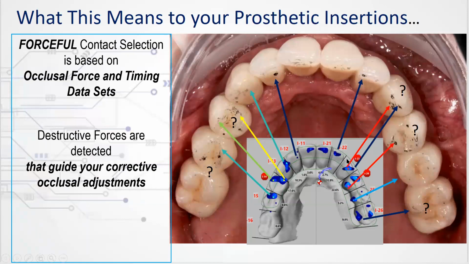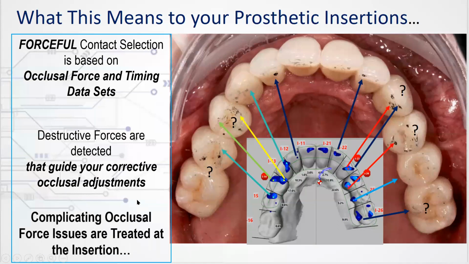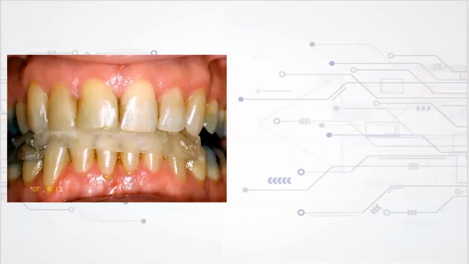So by using T-scan data, the destructive forces are detected at the delivery, and then complicating occlusal force issues are treated at the insertion, rather than being allowed to fester in the case and either cause the patient to have trouble with comfort, or things potentially start to break or come loose. So let me show you how this is done.